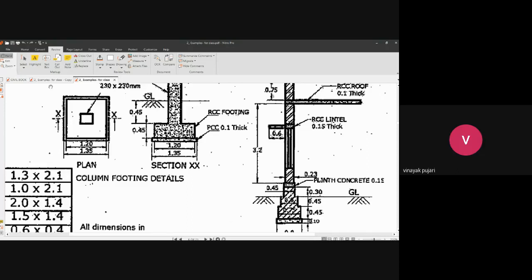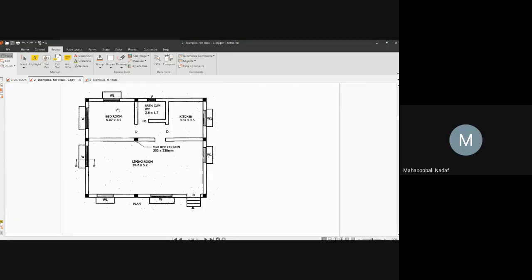Okay? Now, how many columns are there? Can you see? 9 columns. Okay, 9. We will do it by central line method only.